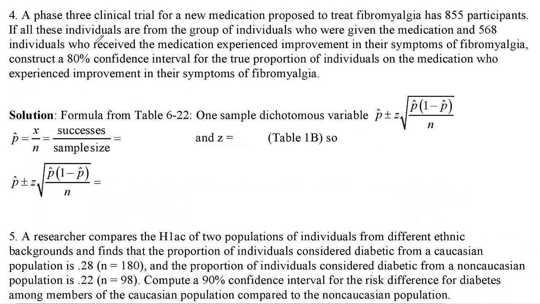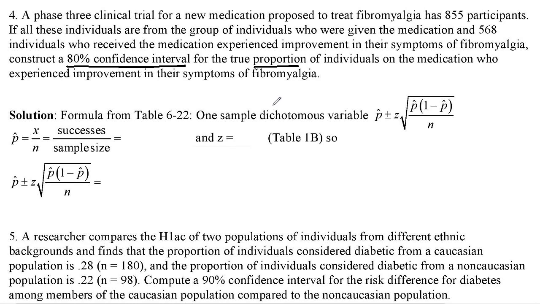In example number 4 here, we've got a phase 3 clinical trial for a new medication that's going to treat fibromyalgia, chronic pain syndrome. 855 participants were in total. All of these individuals were from the group of individuals who were given the medication. So that's our treatment group. And 568 individuals who received the medication experienced improvement in their symptoms. Okay, so 568 is the improvement, that's successes, 855 is our total. And they want us to construct an 80% confidence interval for the proportion of individuals who experienced improvement.